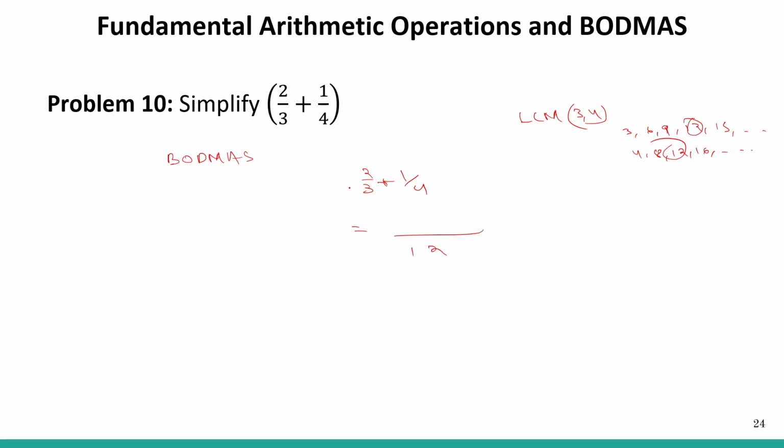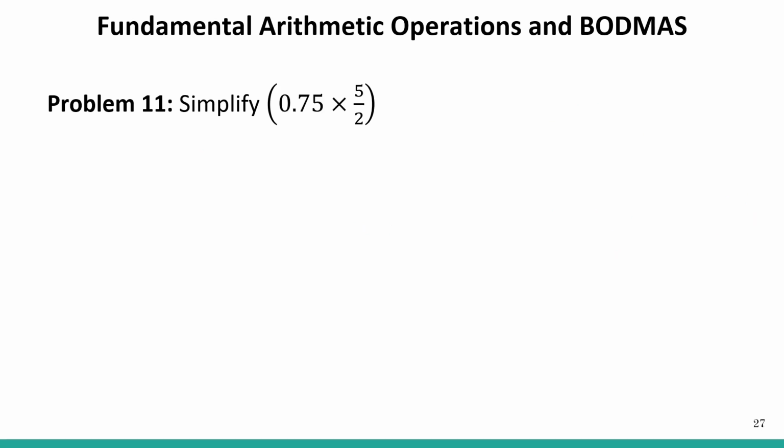Then we convert these fractions to denominators with 12. So 2 into 4 plus 1 into 3, which is equal to 8 plus 3 by 12. This is equal to 11 by 12. So this is the final answer.